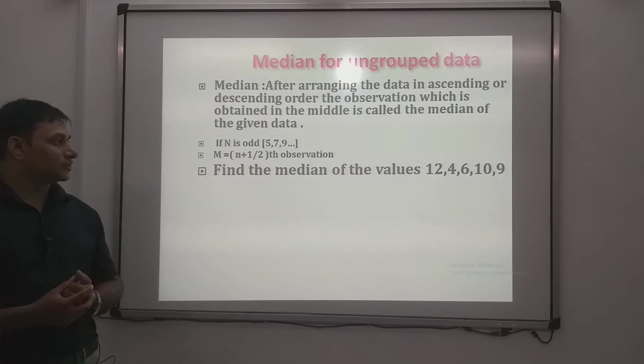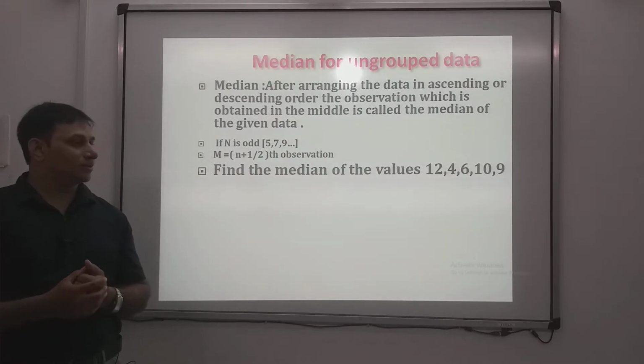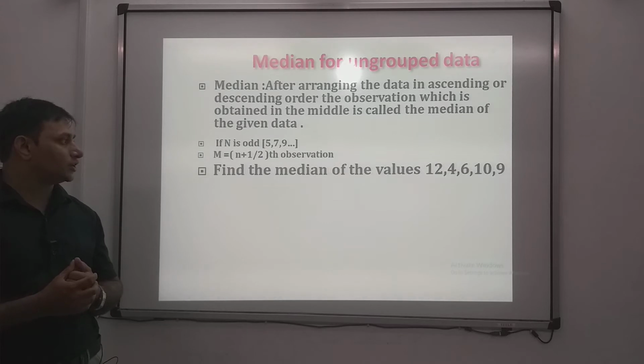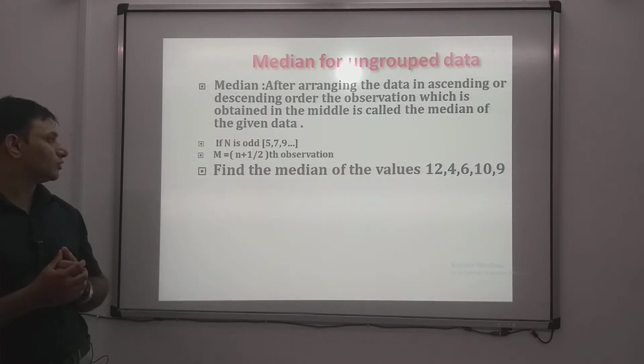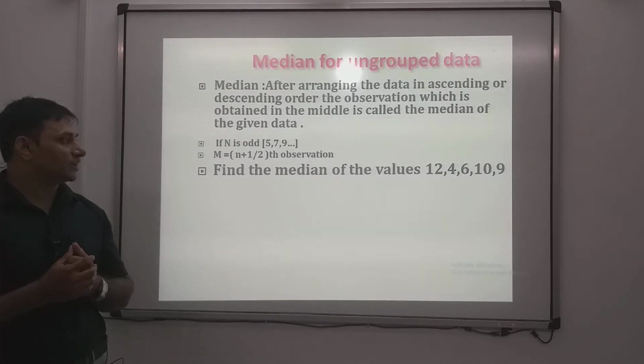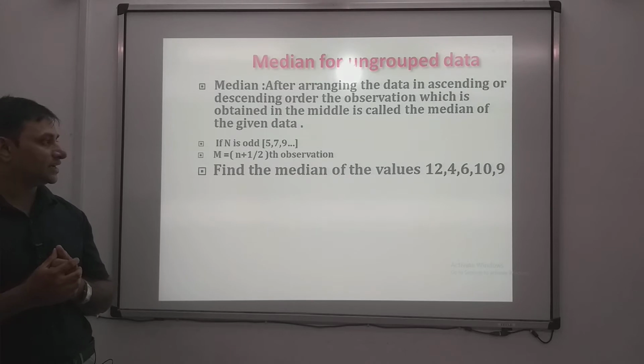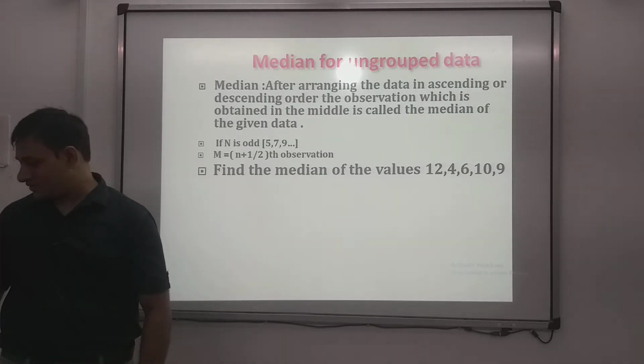Find the median of the values 12, 4, 6, 10 and 9. What we need to do first is arrange in ascending order. Here you know the ascending order is from lower observations to higher observations. That is, first we will have 4, 6, 9, 10 and 12.